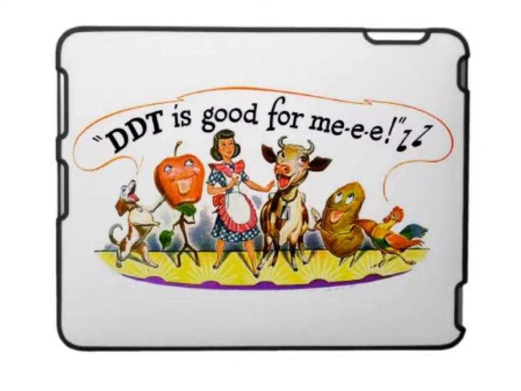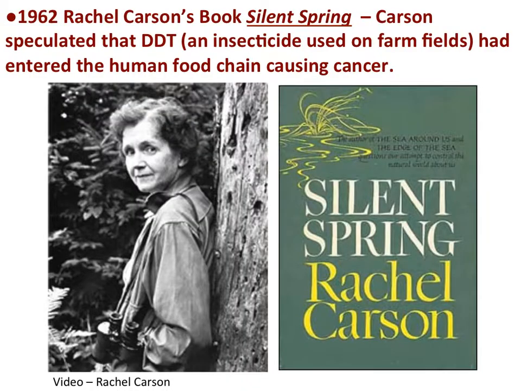As the Second World War came to an end, there was an economic and technological boom, and DDT was viewed quite positively. DDT, along with televisions, air conditioners, and toasters, was part of a technological and economic euphoria that followed the end of the Second World War. But by 1962, Silent Spring by Rachel Carson had been published. Carson speculated that DDT, an insecticide used on farm fields, had entered the human food chain, causing cancer.